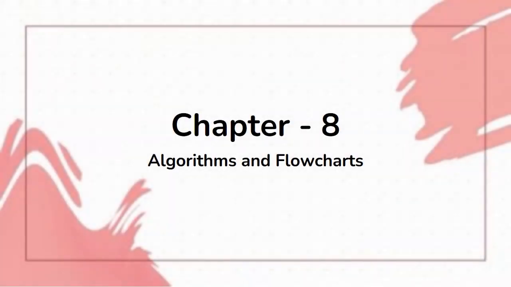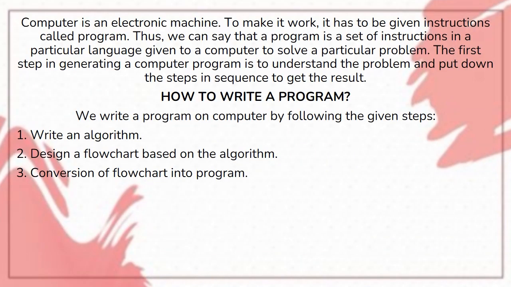Chapter 8: Algorithms and Flowcharts. Computer is an electronic machine. To make it work, it has to be given instructions called program. Thus, we can say that a program is a set of instructions in a particular language given to a computer to solve a particular problem.